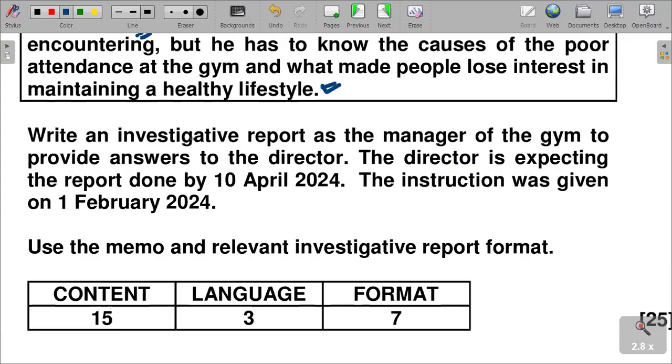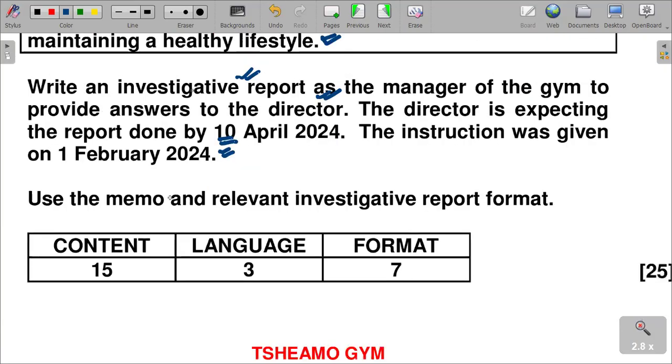So, write an investigative report as the manager of the gym. Provide answers to the director, to the questions of why people have lost interest in the gym. The director is expecting a report on 10 April. The instruction was given on 1 February. You understand? Don't be confused about those dates. Use the memo and the relevant investigative report format.